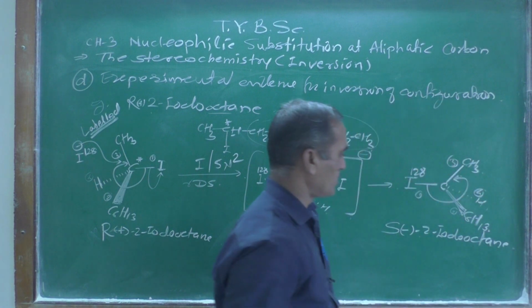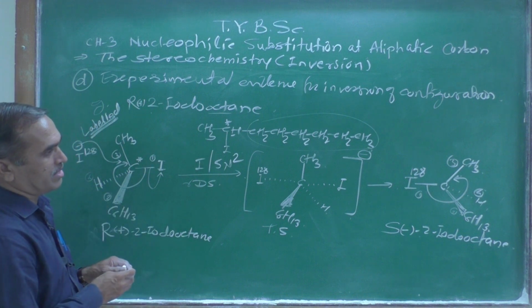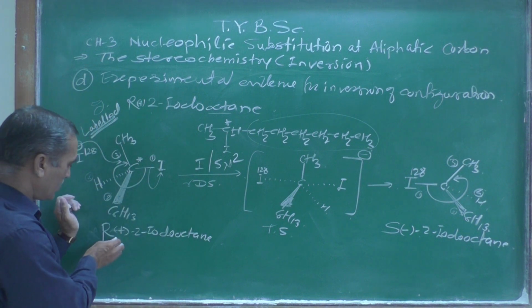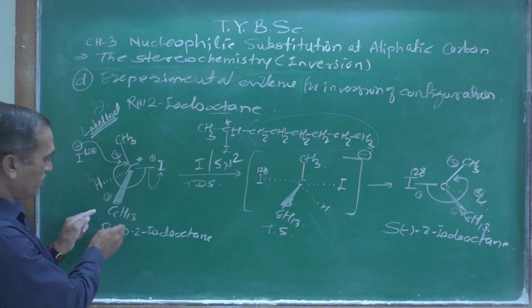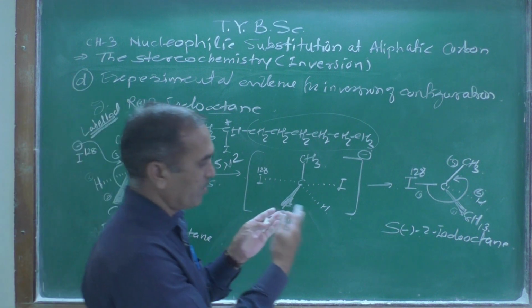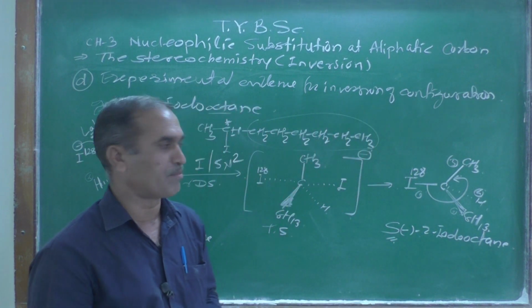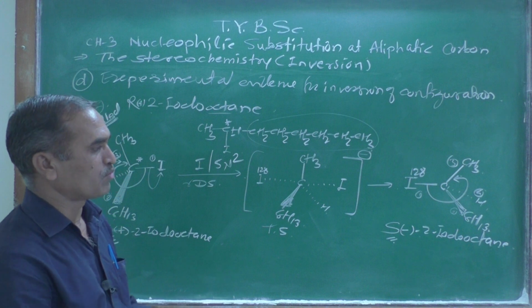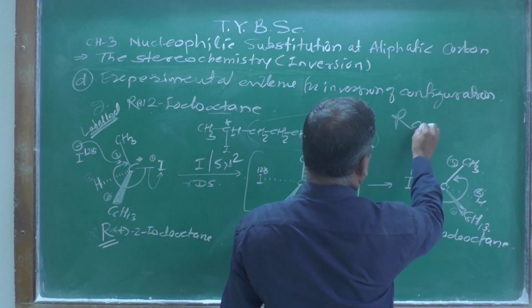So observe this reaction again carefully. What is our starting material or substrate, or the reactant? It has R configuration. When the product is formed, that product will have the S configuration, and in this case what is happening, there is racemization taking place here.